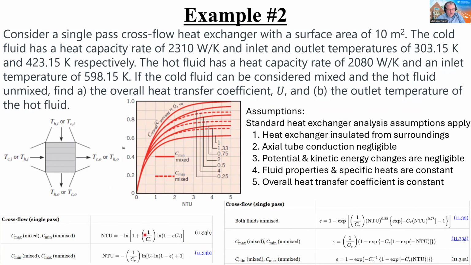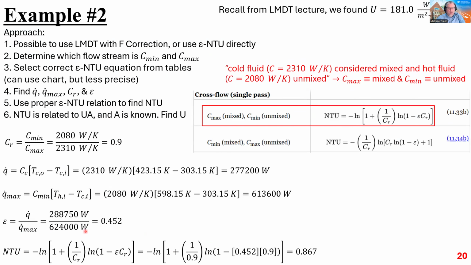We're actually going to use one of these, and that means we have to figure out which one of the fluids is mixed and which one is unmixed. So we're told the cold fluid, which is Cmax, is mixed, and the hot fluid, which is Cmin, is unmixed, right? So Cmax is mixed, Cmin is unmixed, and that arrangement corresponds to this first of the two options in the NTU expression.